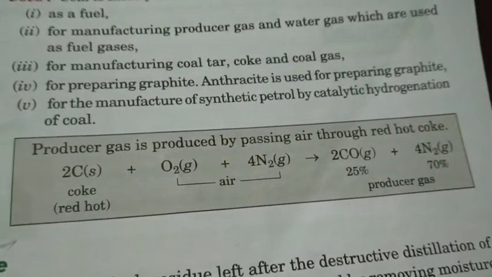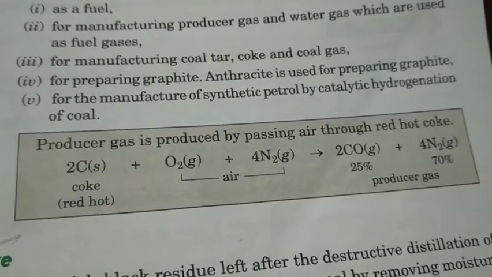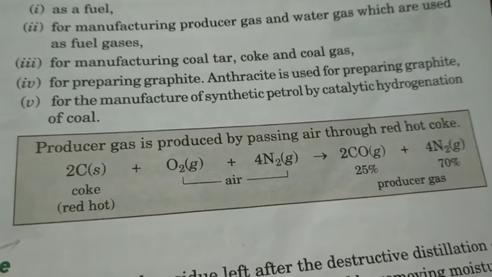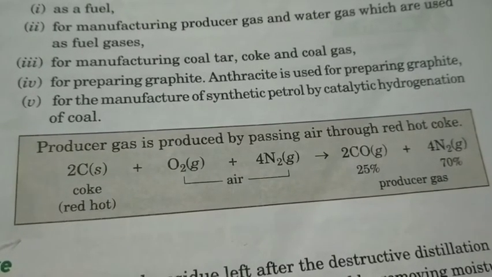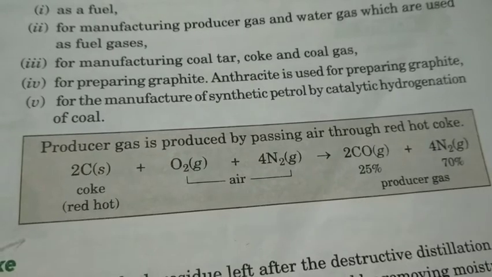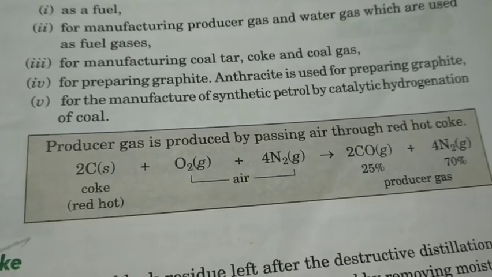Now let's see what is water gas. You see, producer gas is produced by passing air through red hot coke. And what is this red hot coke? It is carbon. Coke, red hot, plus O2 plus N2.